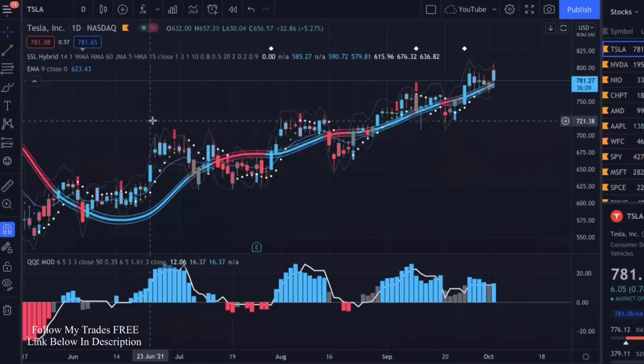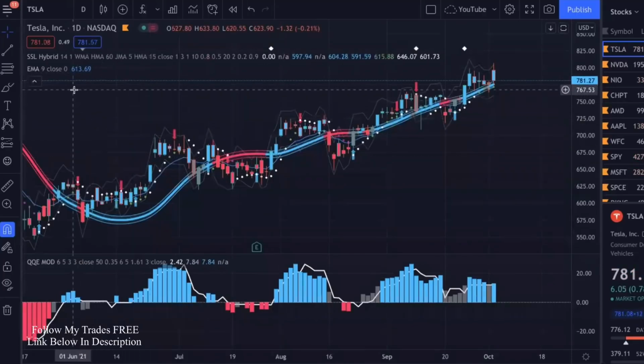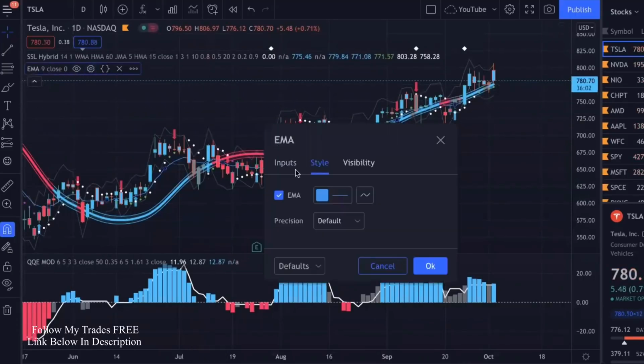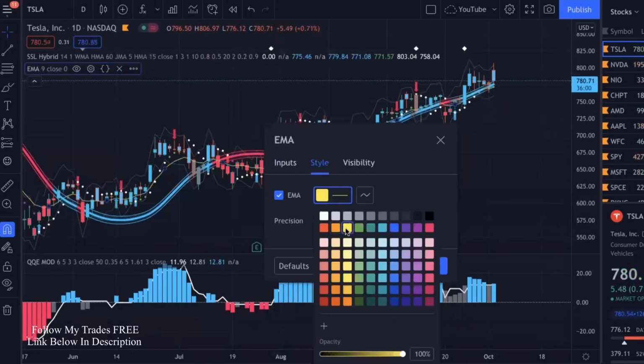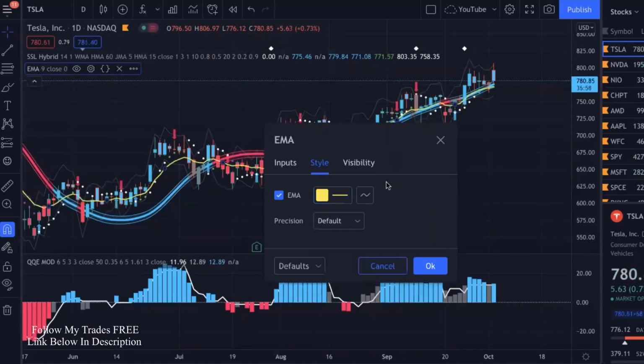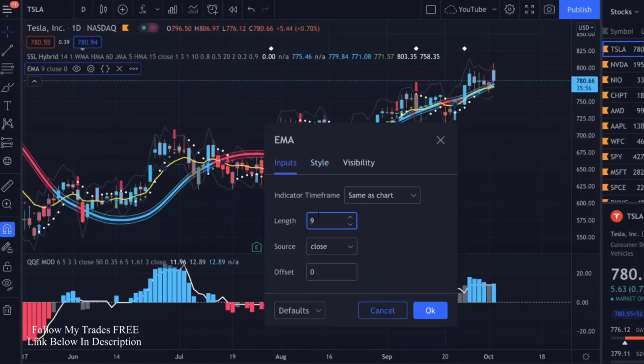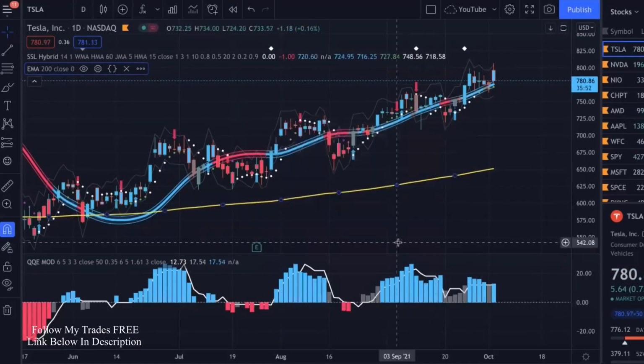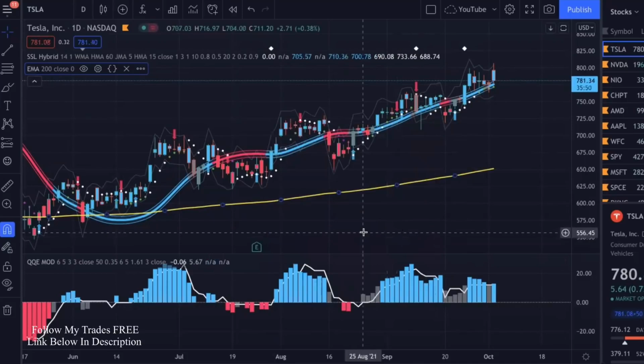Let's make some edits to make the graphs look a little bit better. We're going to change the EMA. I'm going to use a different color, make it a little bit darker, and we're going to change it from 9 to a 200 period EMA, to look at the overall trend.